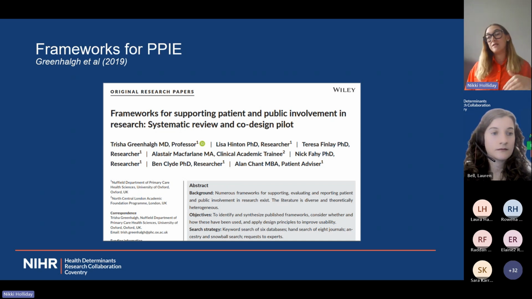So this is in the references at the end of this presentation, and Lauren, I'm happy for you to share the slides with people afterwards if they want access to the references. So that's a good paper as a starting jumping off point if people want to explore the frameworks that are available.